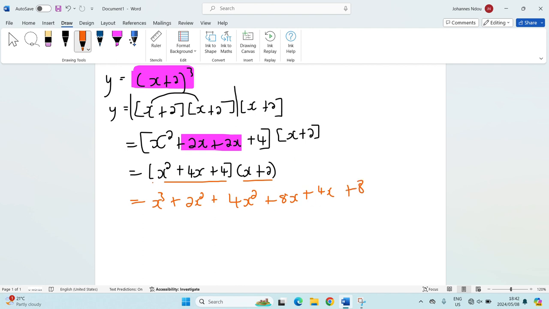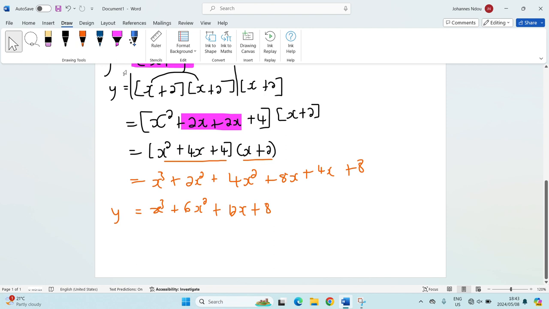Hope you understand this. First of all, you take every term in this bracket and multiply by all the terms in the other bracket. And at the end, we must have 6 terms: 1, 2, 3, 4, 5, 6. Now, let's add like terms. x cubed has got no like term, therefore we must leave it like that. 2x squared plus 4x squared are like terms, and they add up to give us 6x squared. 8 plus 4 is 12, so I'm going to have 12x, and then plus 8.